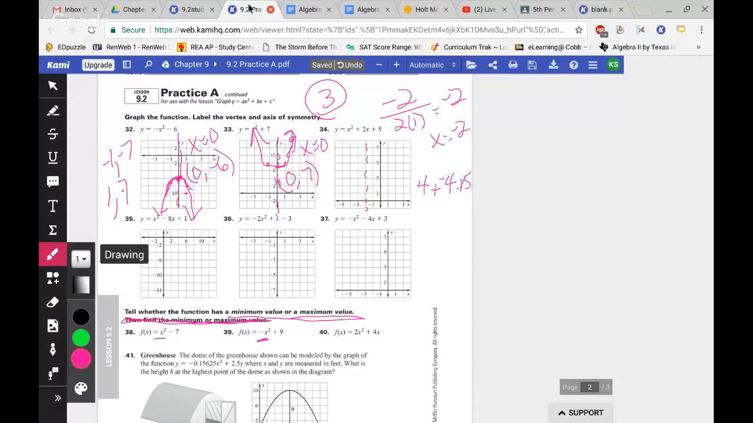So my vertex is (-2, 5). And using 1 as my point, 1 plus 2 is 3, plus 5 is 8. And it would mirror.